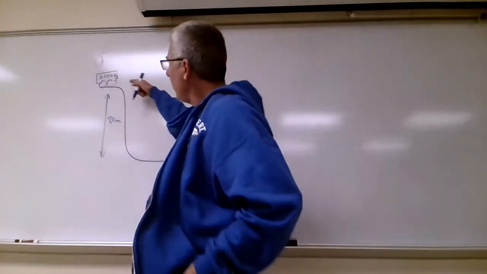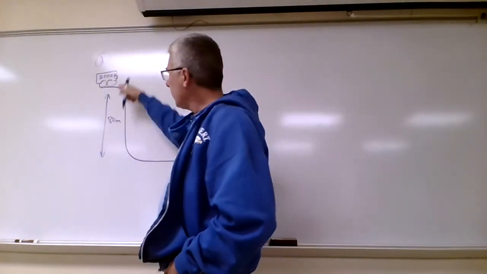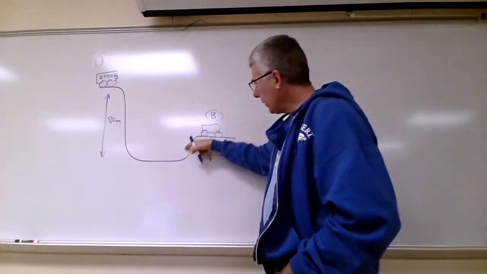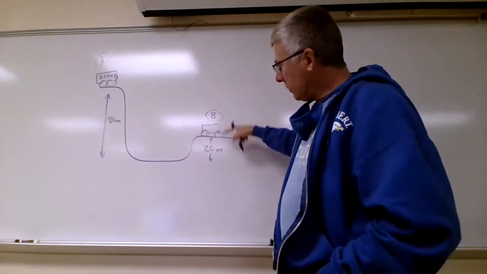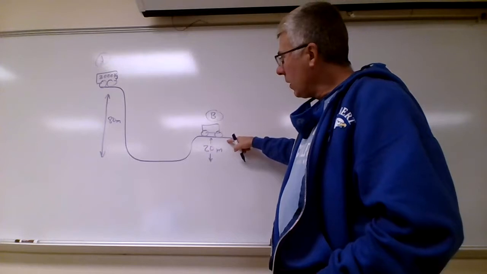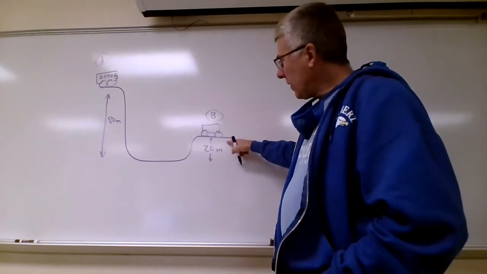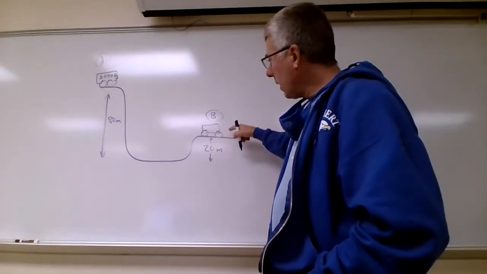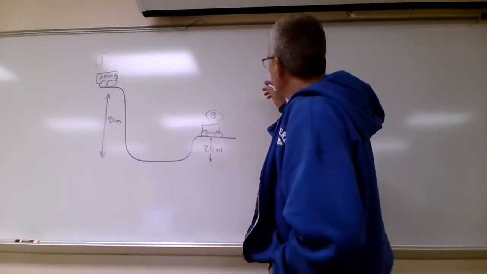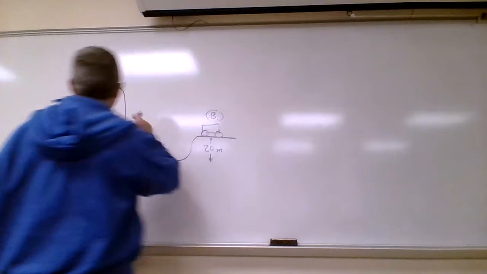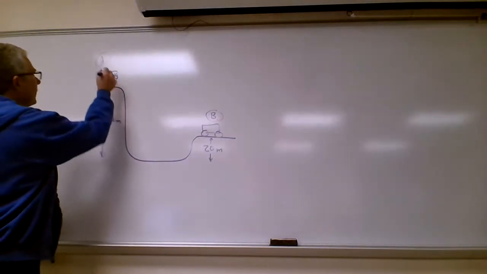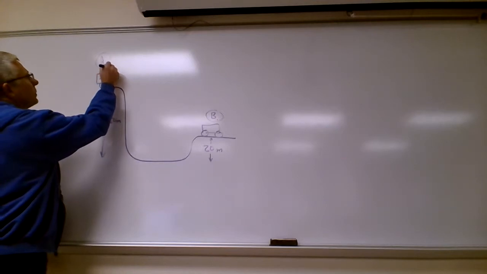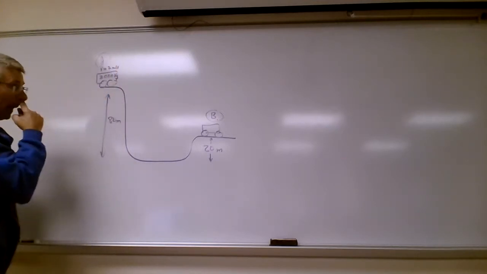So I have a 2,000 kilogram car, 80 meters high, at point A, slides down, goes back up the hill at B, which is 20 meters high, okay? We want to know how fast this car is moving at B. So the first thing we look at, we say, okay, what do we have here? Now, I'm going to give this an initial velocity of 2 meters per second, okay?